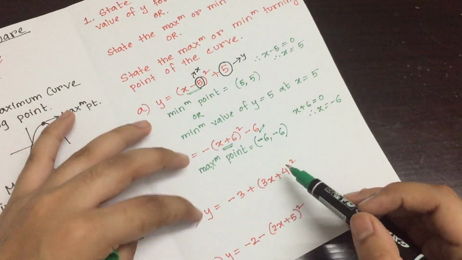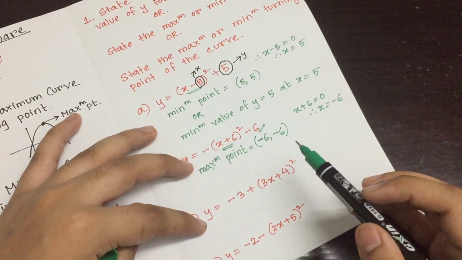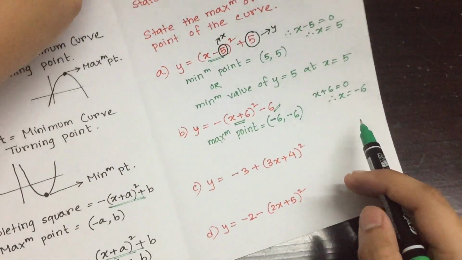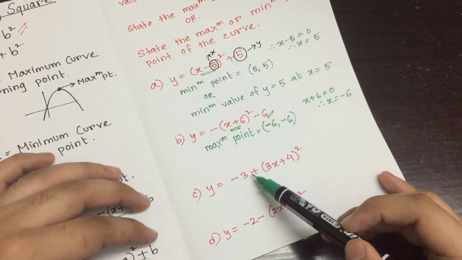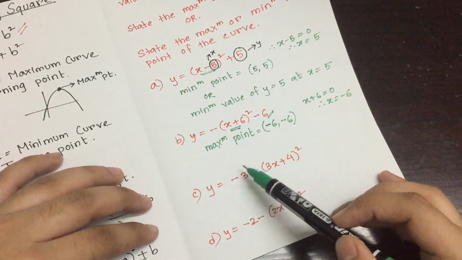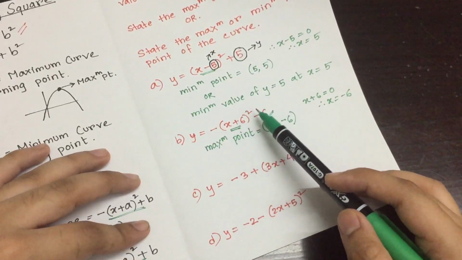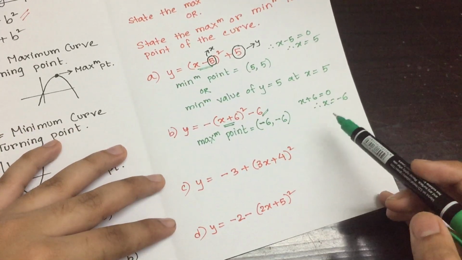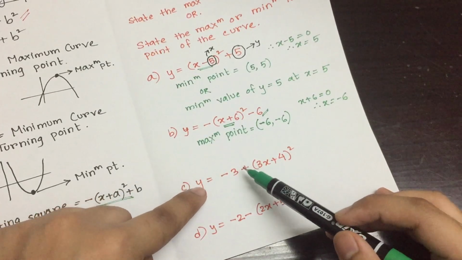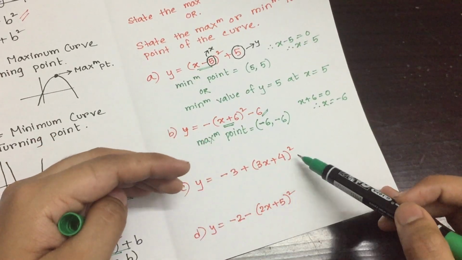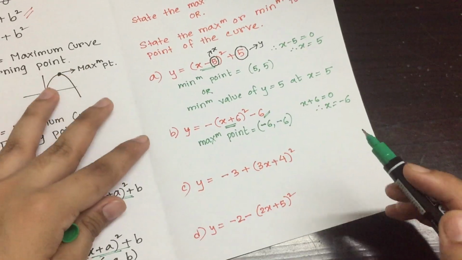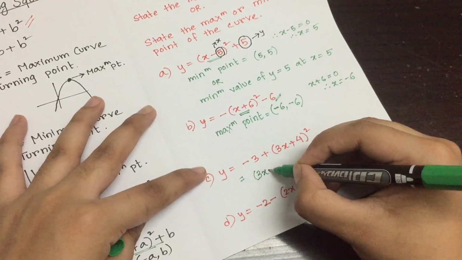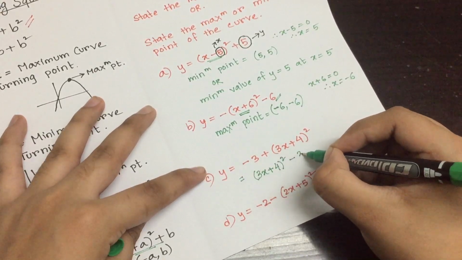Again, this one we already know that this is a minimum curve. And how? You can see that this question starts with the constant, whereas the previous question starts with the square number. So the very first thing you have to remember is that the square form should be at the first and the constant should be at the last. So if it's not in this form, you have to rearrange the question first. So first I rearrange it. So it's 3x plus 4 whole square minus 3.